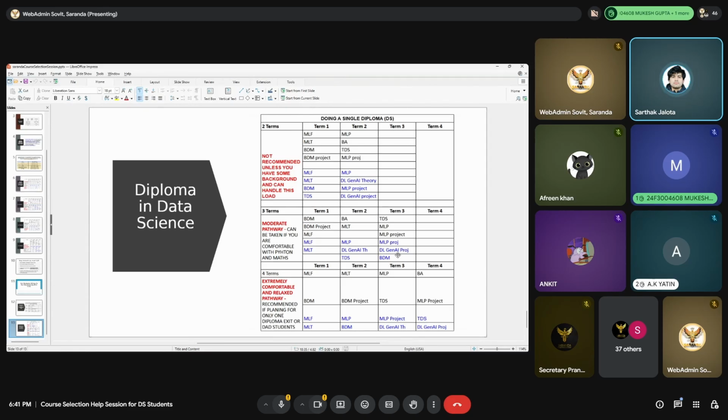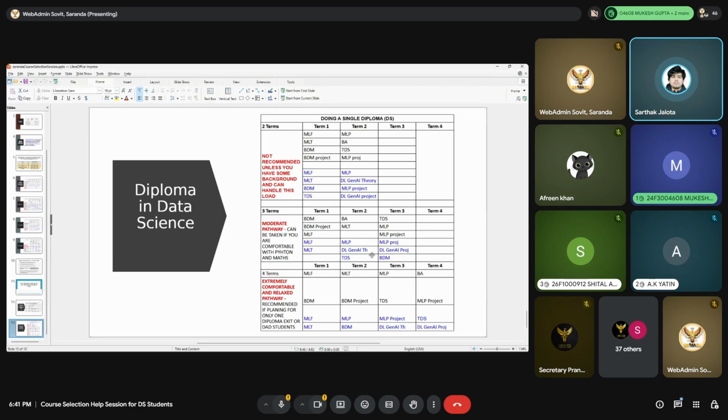3 terms recommended, yes, but if you're taking the DL Gen AI path, it's going to be a little bit hard to do MLF and MLT together. However, it is doable. So 3 terms again, the recommended path, for standalone students, not for dual degree students who are doing the DL Gen AI path.